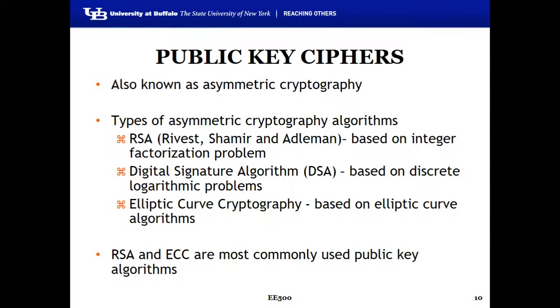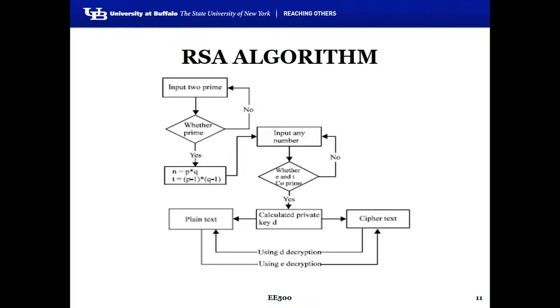The types of asymmetric cryptography algorithms are mainly three. The first one is RSA, which is named after three scientists, Rivest, Shamir, and Adleman, based on the integer factorization problem. The second is the digital signature algorithm, which is based on discrete logarithmic problems. The third is elliptic curve cryptography, which is based on elliptic curve algorithms. Now, RSA and ECC are the most commonly used public key algorithms, but today we are only going to look into the RSA algorithm. This is the flowchart of a basic RSA algorithm.